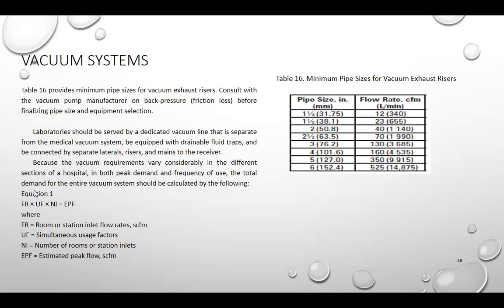Laboratory should be served by a dedicated vacuum line separate from the medical vacuum line, be equipped with suitable fluid traps, and be connected by separate laterals and main receiver.